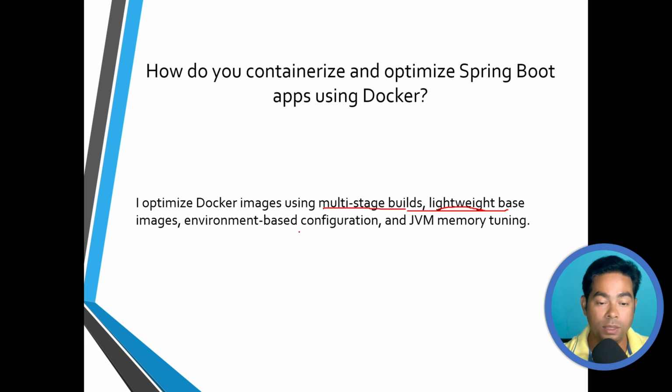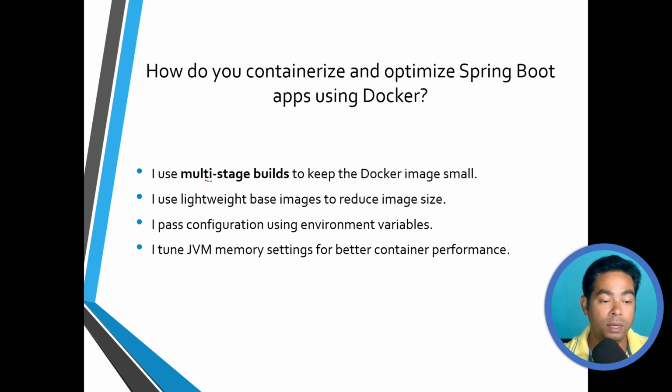Okay, and these are the things you need to take care of. You use the multi-stage build mechanism to keep the Docker image small, and you will use lightweight images to reduce the image size. So you will use JRE and you will use Alpine. Alpine is a Linux OS whose size is 5 to 7 MB only, very small. So in that way, instead of using JDK, you will use JRE so that your Docker size will be very small and tiny.